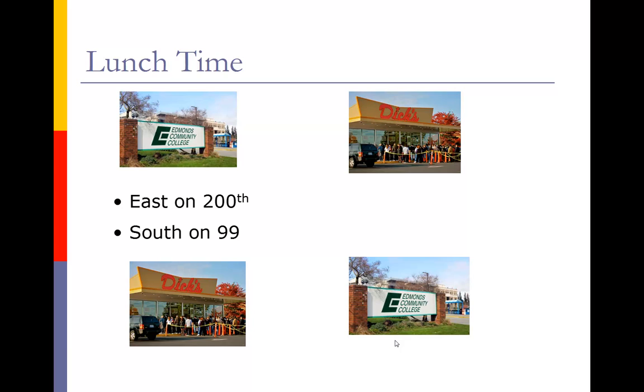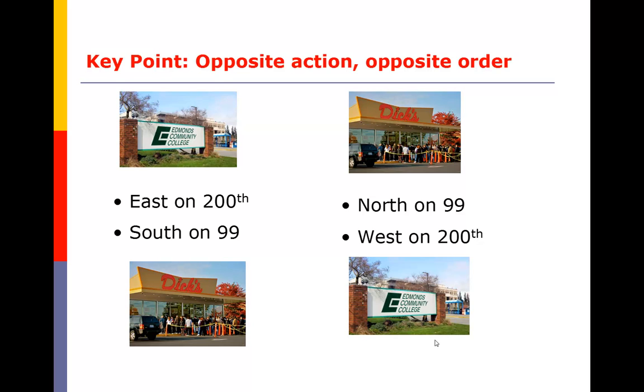So now what happens here? Well, I have to go north on 99. If I'm at Dick's, I pull out, make a left, and start going north on 99. And then when I get to 200th, I make another left and I'm now going west on 200th, and I drive right back into the school. Hopefully you'll notice that when we do the inverse, we are doing the opposite thing in the opposite order. Opposite action, opposite order. Instead of east on 200th, I'm going west. Instead of south, I'm going north.